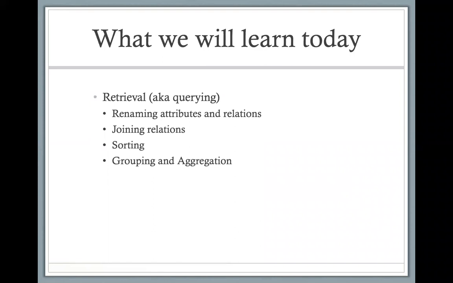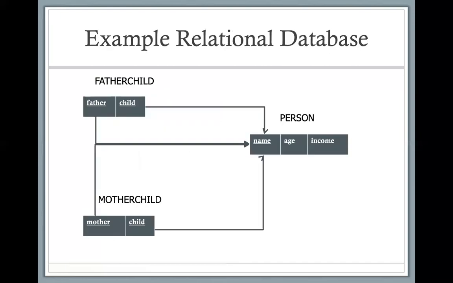Today, we're going to talk about renaming attributes and relations, so how we apply the rename operation we have encountered in relational algebra. We're going to talk about joining relations, so selecting records from multiple tables at the same time. We're going to talk about sorting, grouping, and aggregation. All right. So this is the schema we're going to play with.